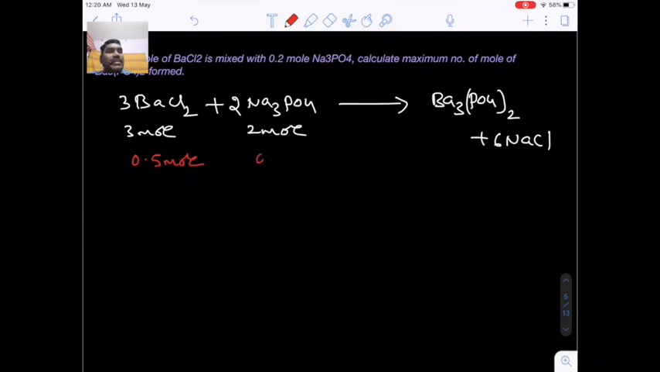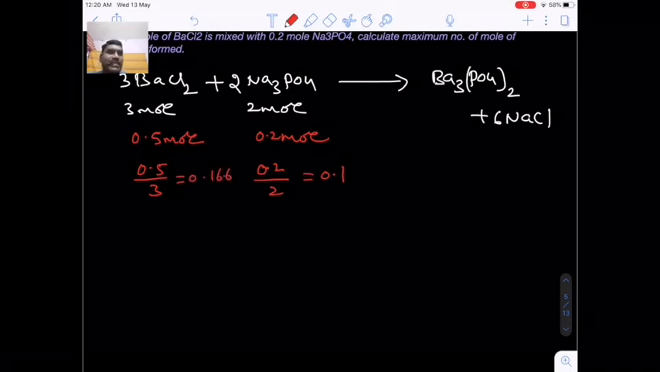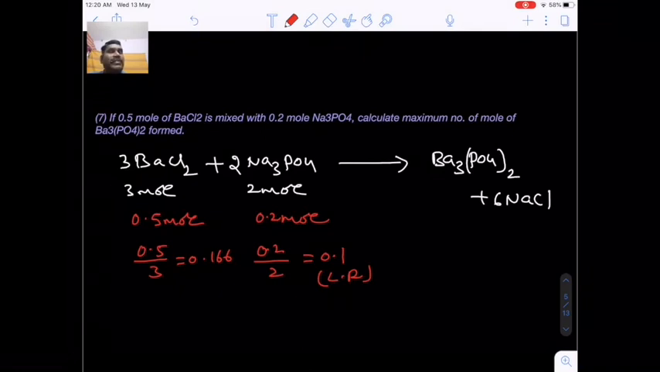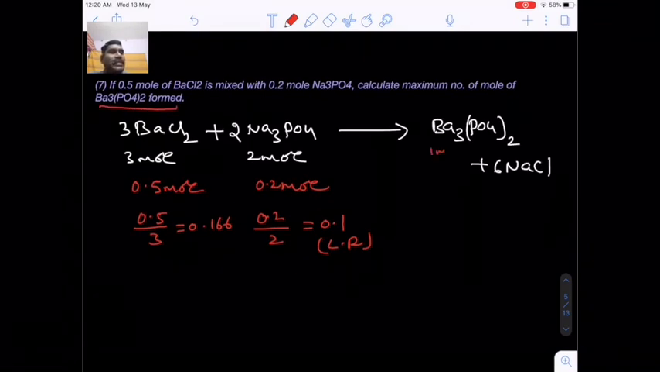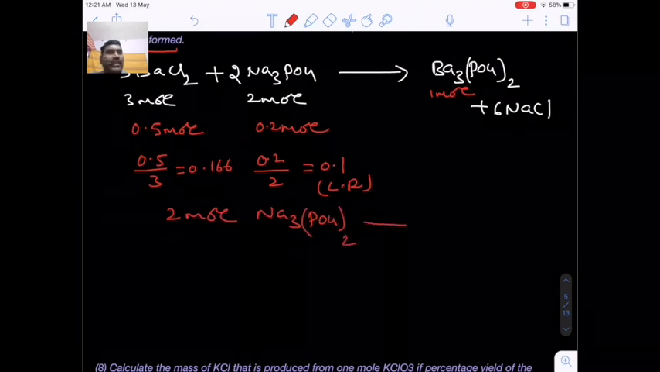Sodium phosphate is given as 0.2 moles. Now which is the limiting reagent? So here, number of moles by stoichiometry, number of moles by stoichiometry. This will be 0.1. This will be 0.166. So this will be the limiting reagent. Okay. Now the question is how many moles of barium phosphate. Okay. Now here, as per the standard equation, 1 mole is forming. So 2 moles of sodium phosphate will give 1 mole of barium phosphate. Yes.